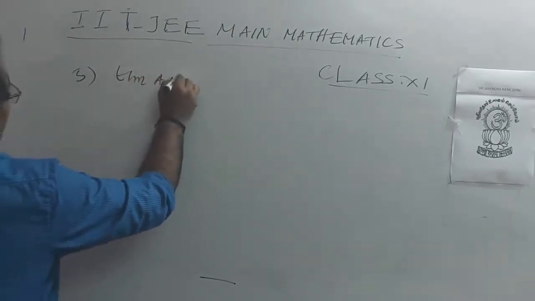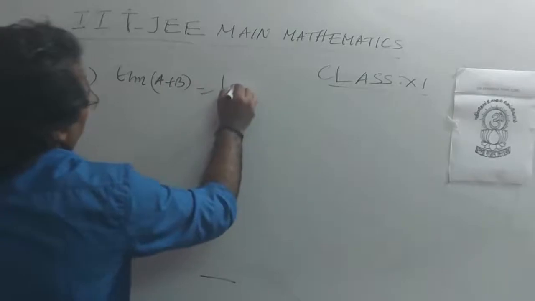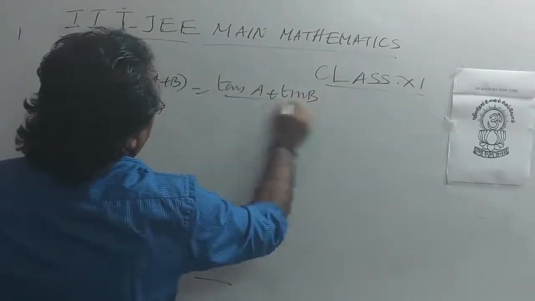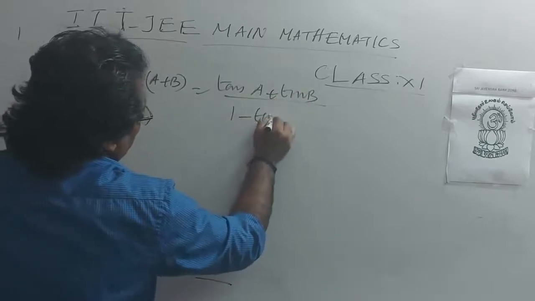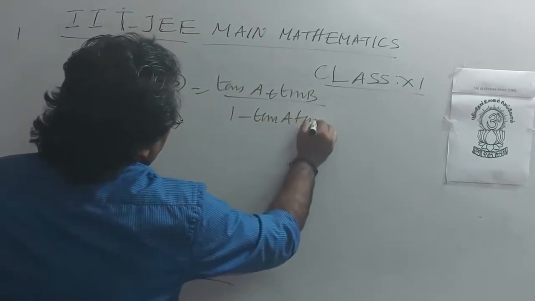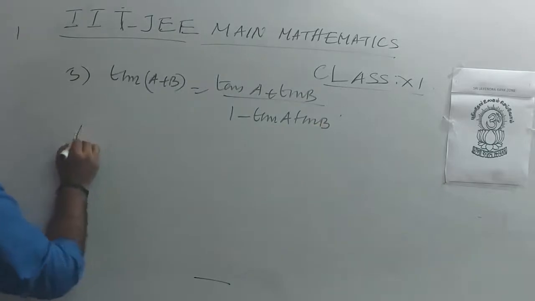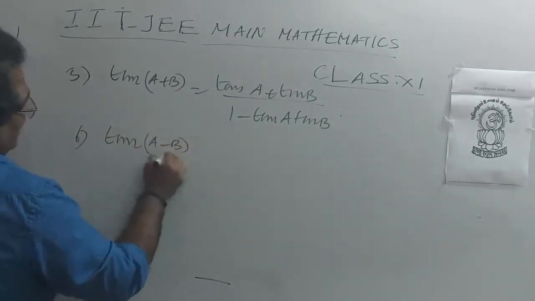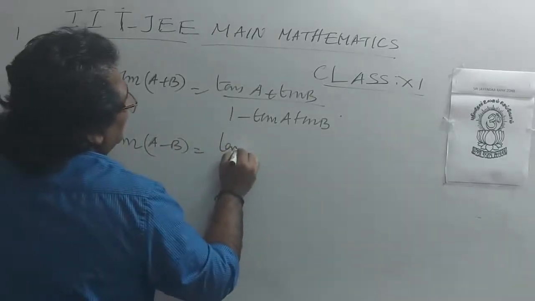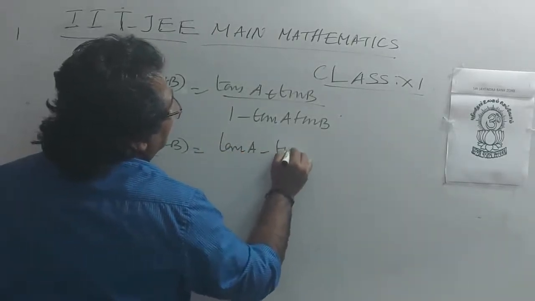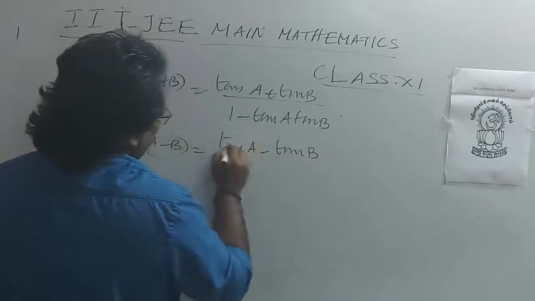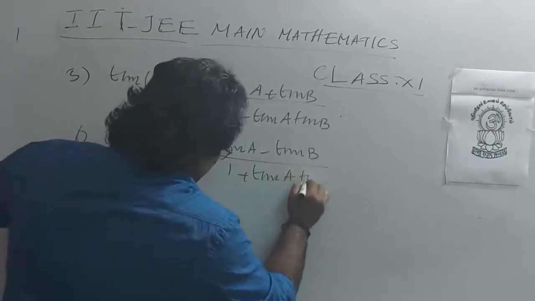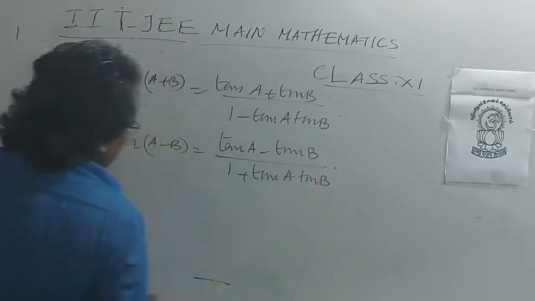Tan A plus B equals tan A plus tan B by 1 minus tan A tan B. Tan A minus B equals tan A minus tan B divided by 1 plus tan A tan B.